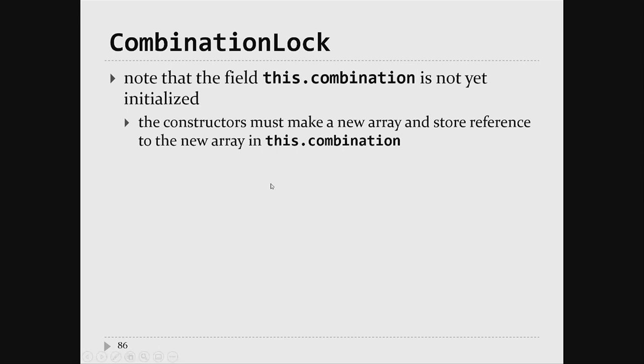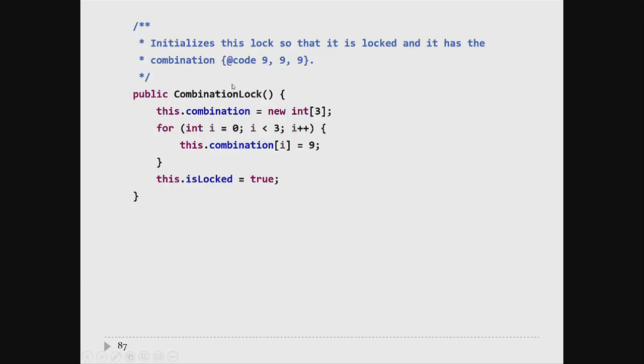So your constructor has to make a new array. There's my default constructor, my no argument constructor. The no argument constructor sets the combination to 999. So you have to make the array here, set each value of the array to 9, and then apparently we're going to set the state of the lock to be locked.